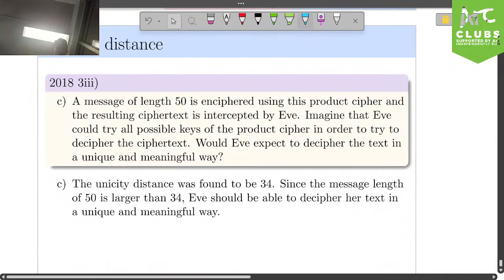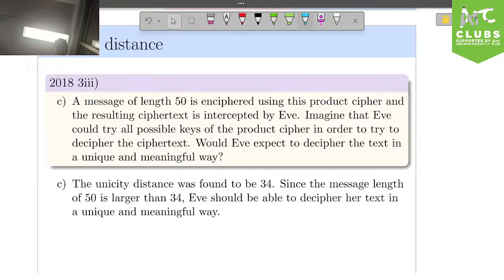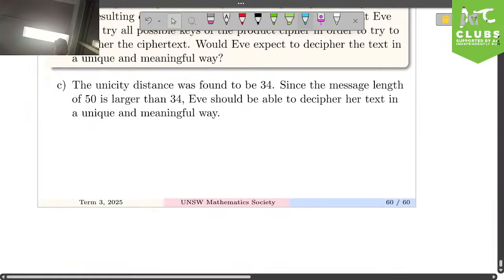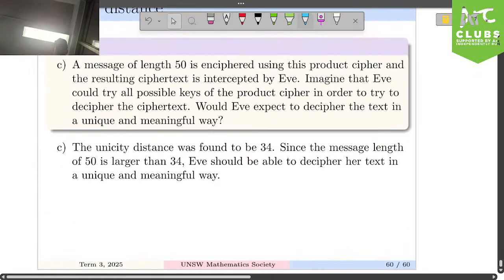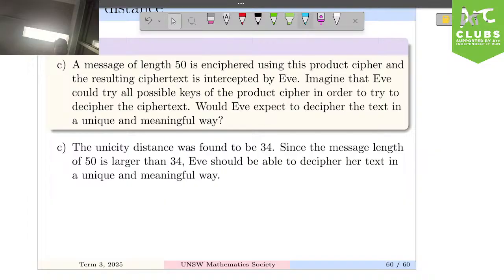So, how do we use that? We use it like this. A message of length 50 is enciphered using this product cipher, and the resulting ciphertext is intercepted by our villain, Eve. Imagine Eve could try all possible keys. It's a lot of computing power, but she's trying all of them. What would Eve expect to decipher the text in a unique way? Well, we've got 50 elements in the message that we've accidentally transmitted to Eve. Because 50 is bigger than the unicity distance, 34, Eve would expect to uniquely decipher our encoded message.